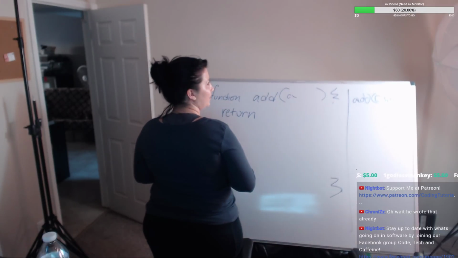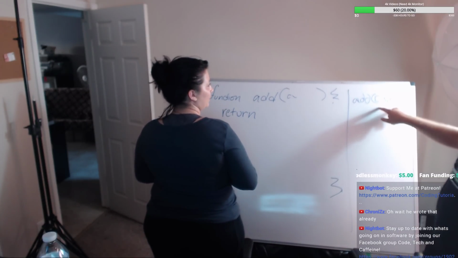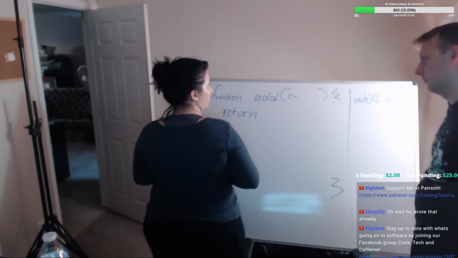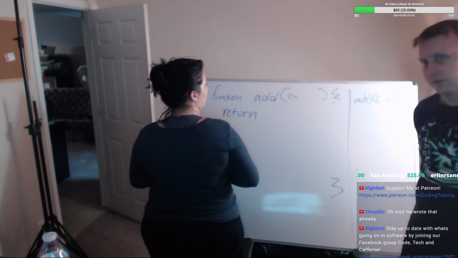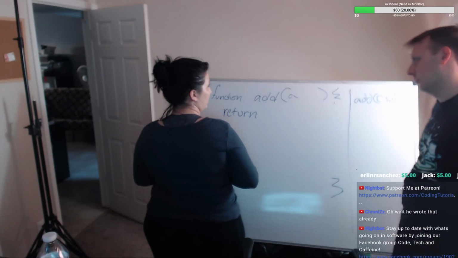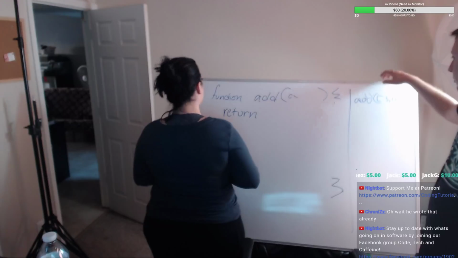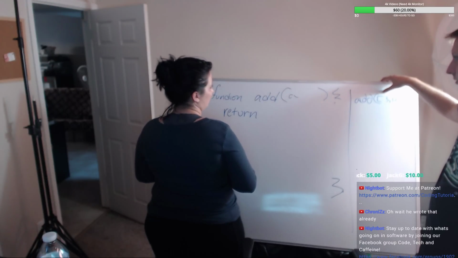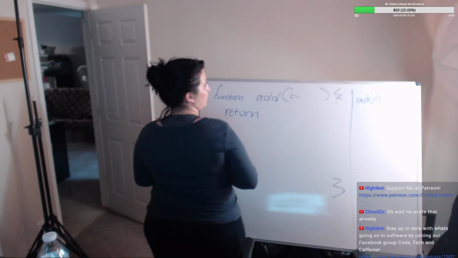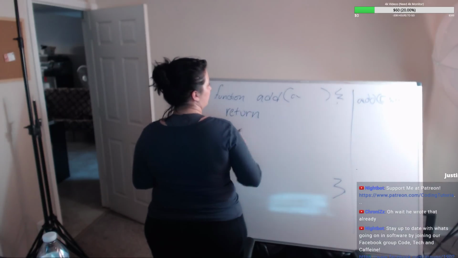Okay, so what is this? An array. How do we access values in arrays? With indexes. So what index is this? 0. What index is this? 1. So knowing that, how do we fix our add function?